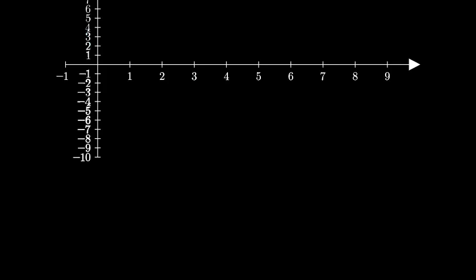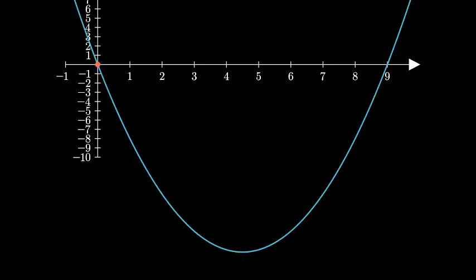Let's visualize these solutions on a graph. Here's the parabola representing our quadratic equation. Notice how the curve crosses the x-axis at x equals 0 and x equals 9, confirming our solutions.